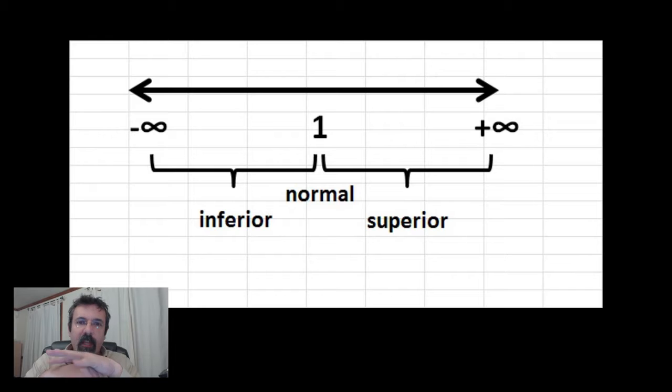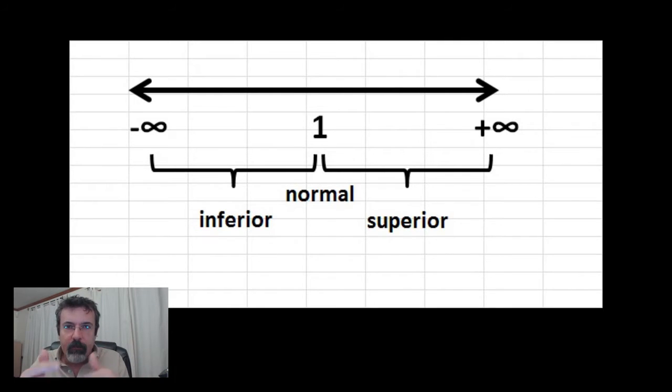Some textbooks will treat the interval of 0 to 1 as a normal good. So if your income elasticity is anywhere in that range of 0 to 1, you call that a normal good. Other textbooks will say, well, no, it's really 1.0. If you're at 1.0, that's a normal good. Anything below 1.0 is an inferior good.